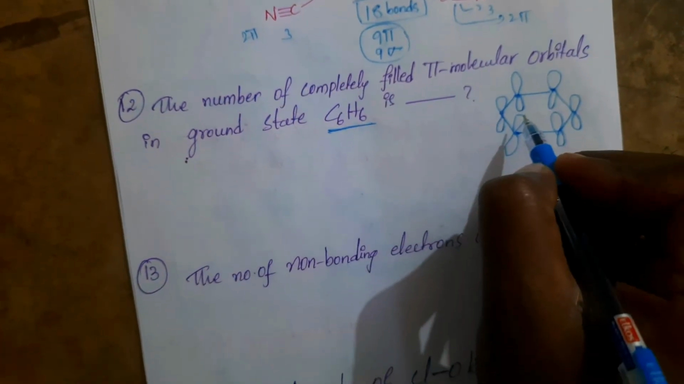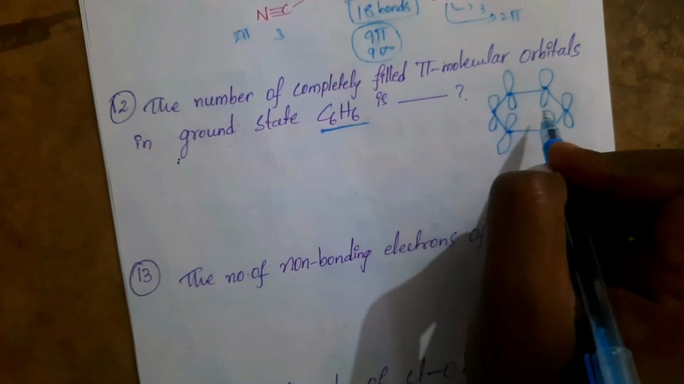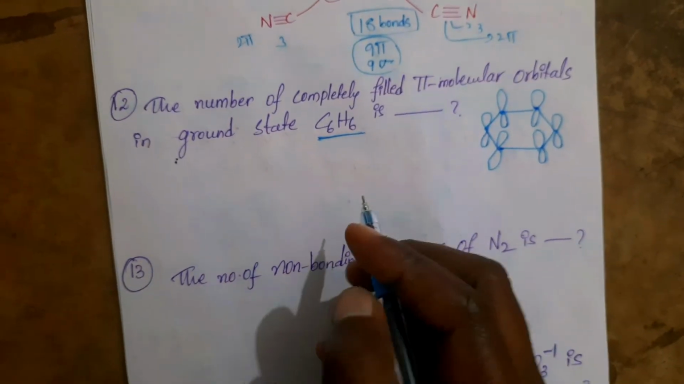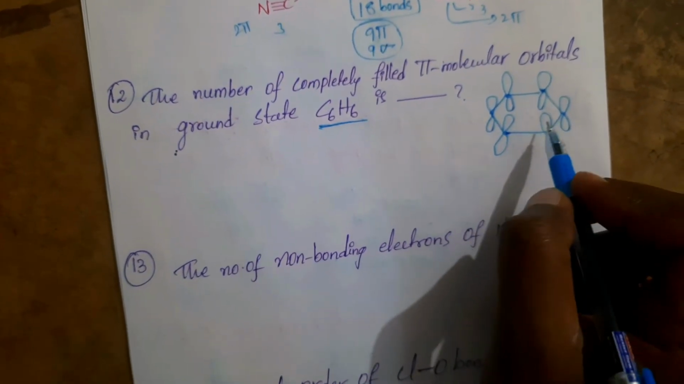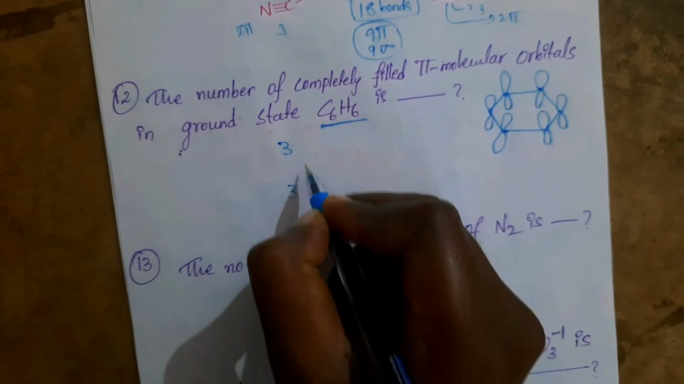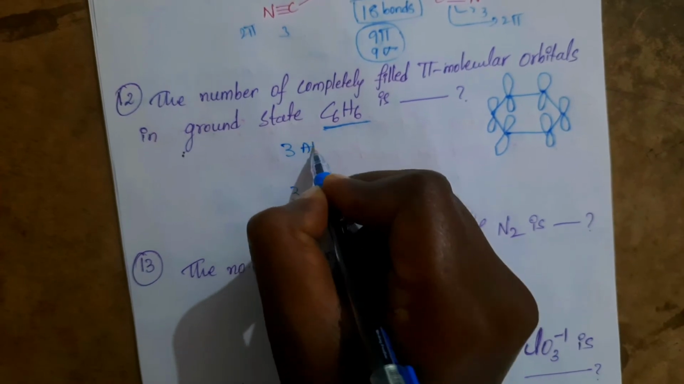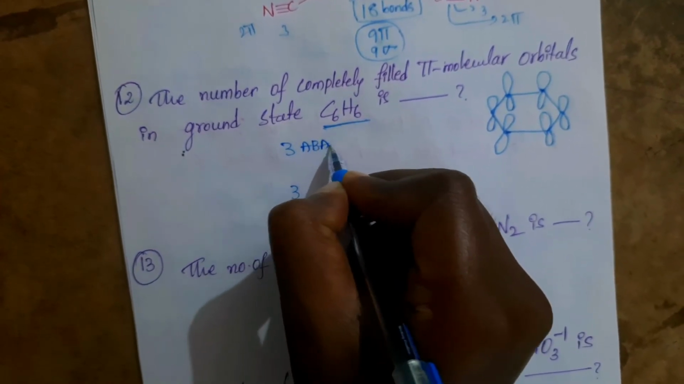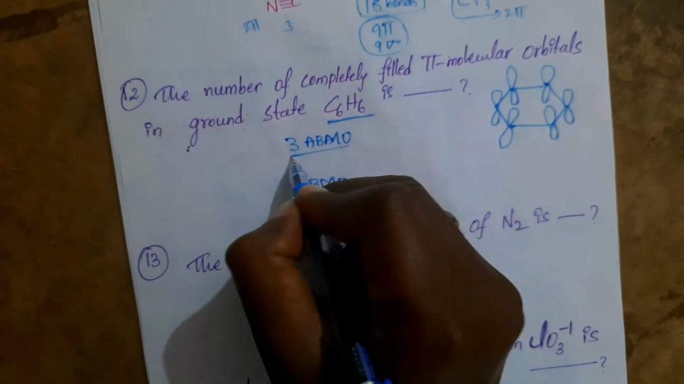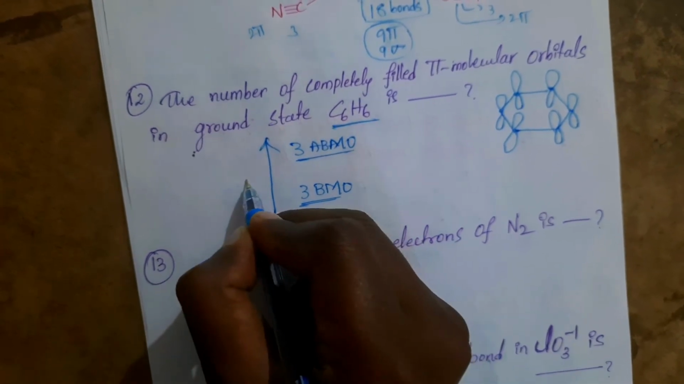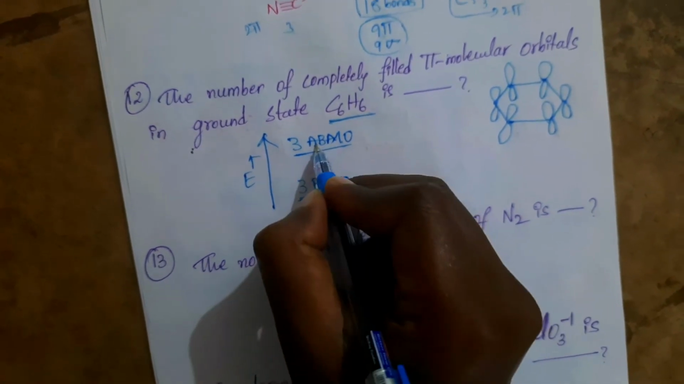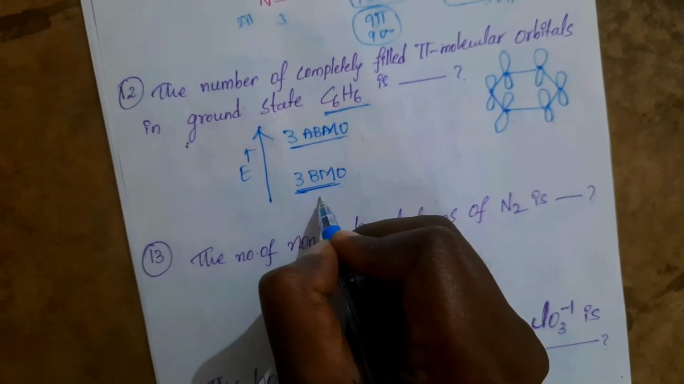So in this case, total how many? 6 are there, no? In this case, total of 6 molecular orbitals. Out of 6 molecular orbitals, 3 will be bonding molecular orbitals and 3 will be anti-bonding molecular orbitals. These are anti-bonding molecular orbitals. These are bonding molecular orbitals, which have lower energy, and these have higher energy. This is the energy order. So these are bonding molecular orbitals, and these are anti-bonding molecular orbitals, with higher energy.